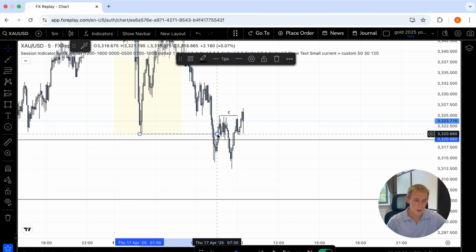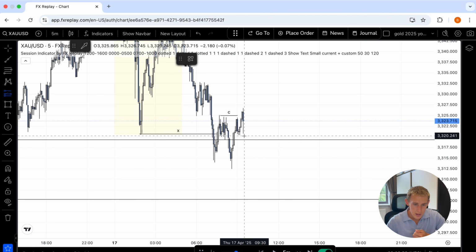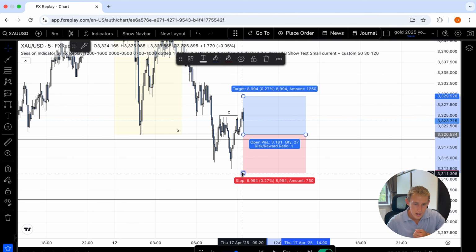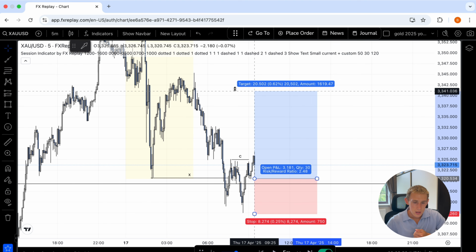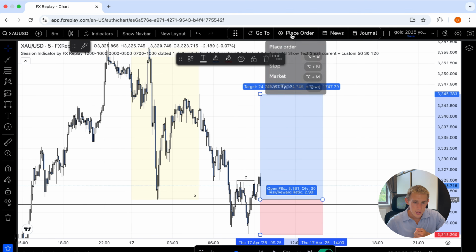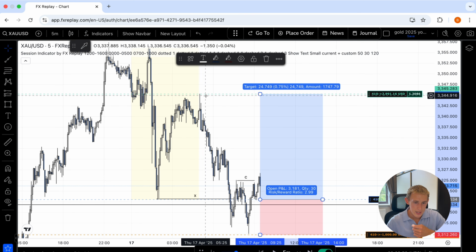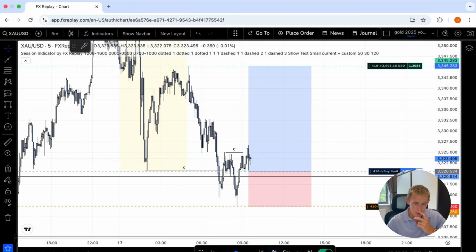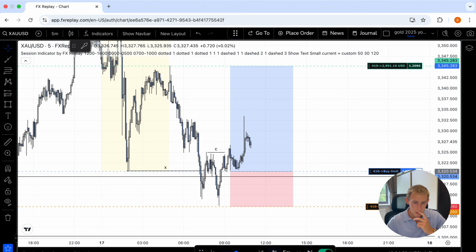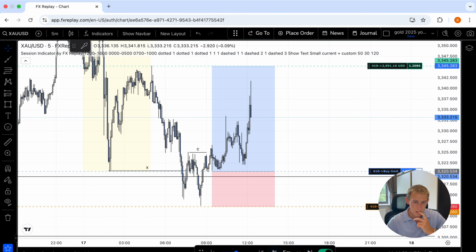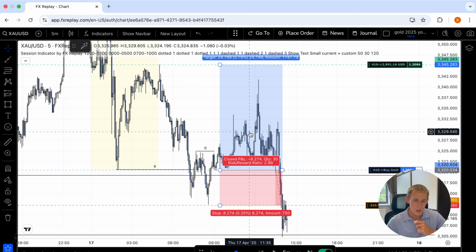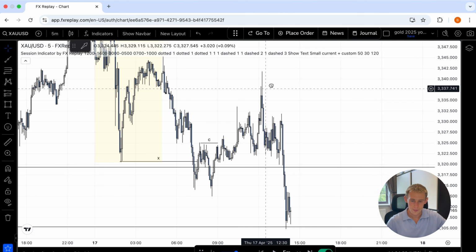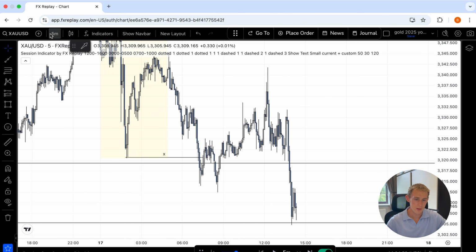Just mark this on as well. We've had a sweep of this liquidity. In terms of entries, I would enter again on the whole imbalance if price sweeps this low. And then going for a 1 to 3, which aligns nicely with this liquidity up here. Nope, no loss on that one. That's fine. It was a valid trade.